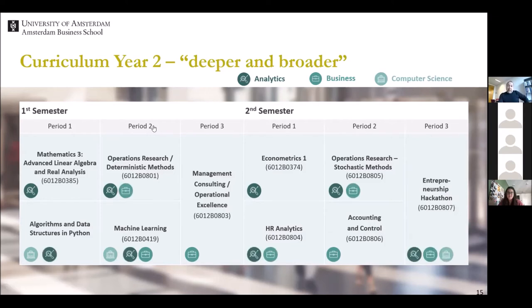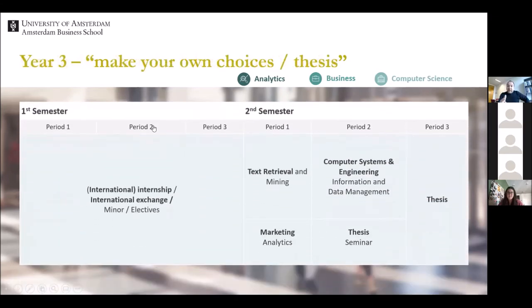Year three is going to be about making choices, some decisions. The first semester is quite flexible. You can either choose to go for an international internship or international exchange program, or you can stay at UvA, ABS, in the first semester of the third year. You can follow some minor program, or you can follow some electives about the topics that you have already started to learn about. The second semester is, of course, the thesis and some more advanced courses on marketing analytics, text retrieval and mining, and computer systems and engineering.